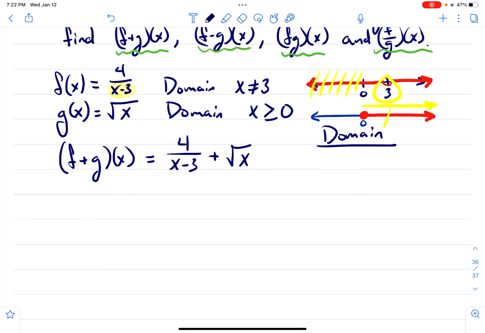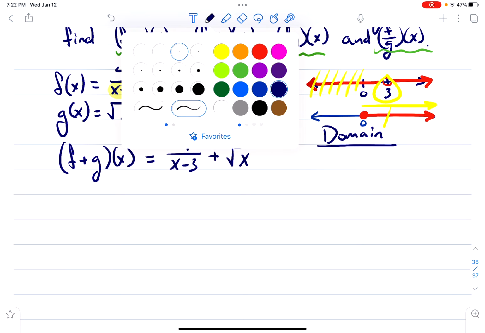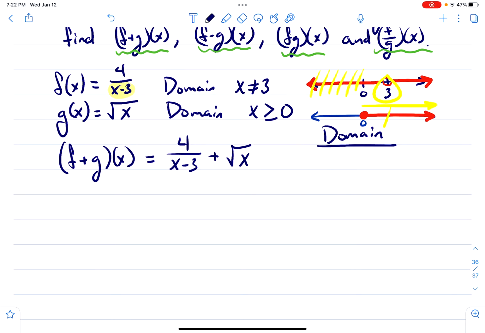We say, well, what's the domain? Well, the domain is everything from 0. Oh, I'm getting a little chubby on that one. Let's try it a little bit thinner. Okay, there we go. The domain is going to be everything from 0, so I do a closed bracket, including 0, up until 3, but then I do a parenthesis, so that way we're not including 3, union, along with everything from 3 to infinity.